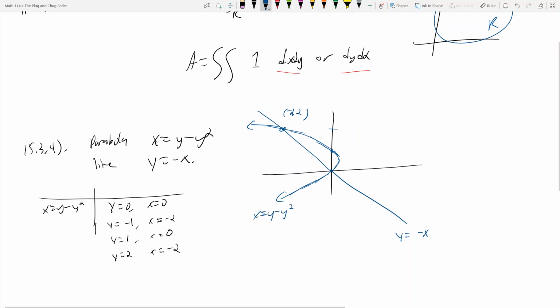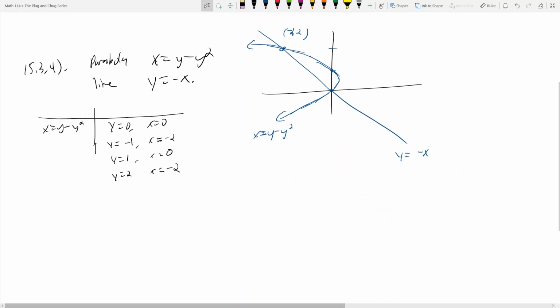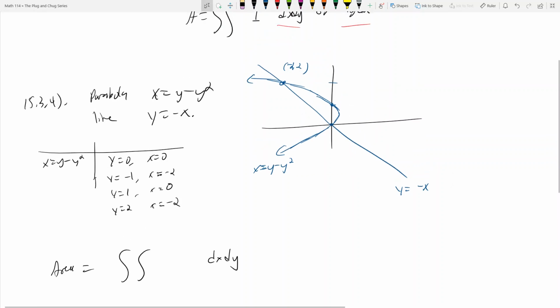Now we need to set up an iterated integral over this region that calculates the area. Area is equal to the double integral of dy dx or dx dy. Let's do dx dy in this case, because if we look at our equations for x, I have x equals negative y, coming from y equals negative x, and then I have x equals y minus y squared. So I have two equations for x.